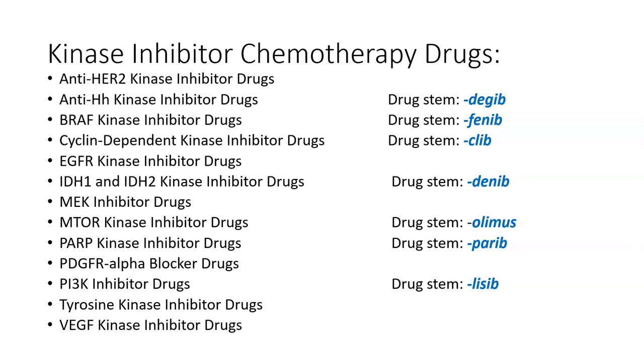So these are going to be used for a variety of different kinds of cancers. Just know that it's blocking an enzyme specific for amino acids. And we see that a lot of them end in nib or gib. We've got the gib, phenib, clib, denib. Now, olimus is a little different. We use some of these in treating other things like autoimmune disorders. So tacrolimus could be used in treating rheumatoid arthritis or psoriasis.